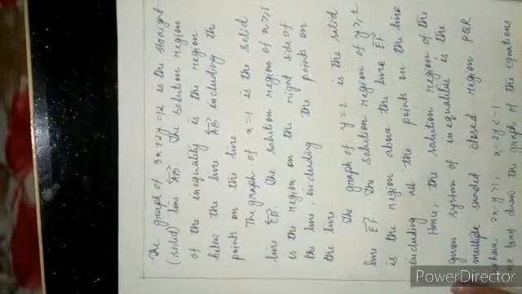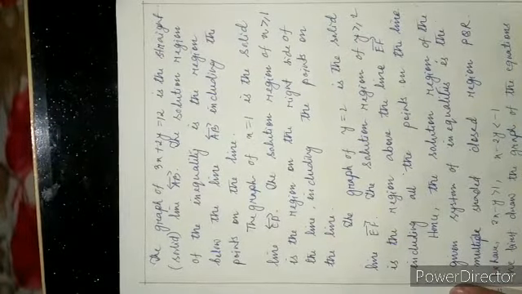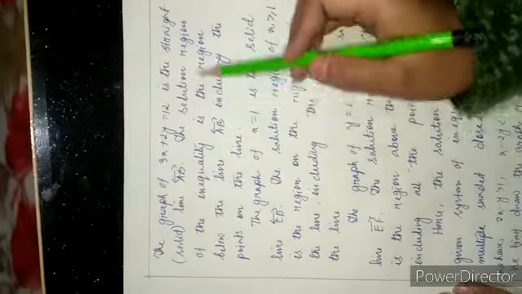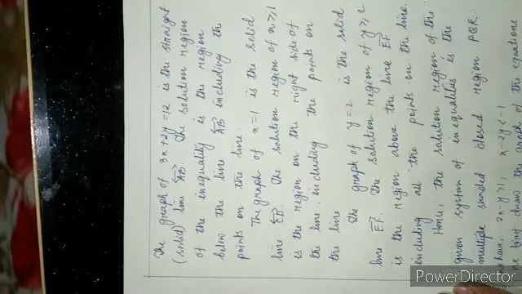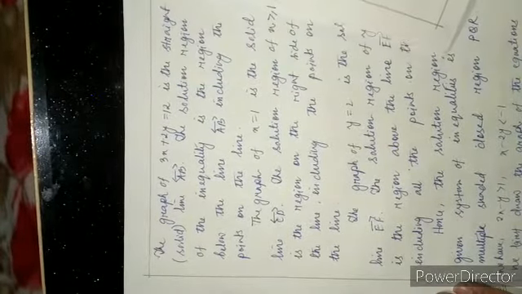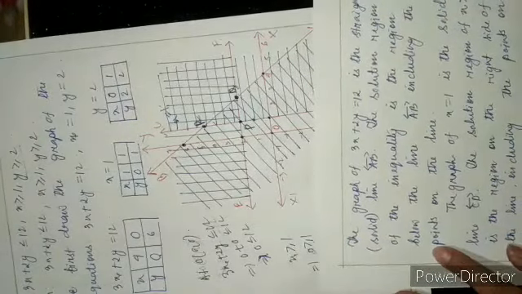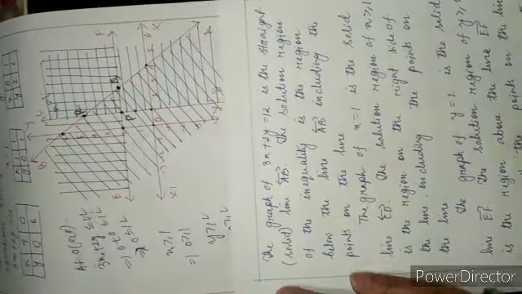In wording, the graph of 3x plus 2y is equal to 12 is the solid line AB. The solution region of the inequality is the region below the line AB, including the points on the line, in the first graph.